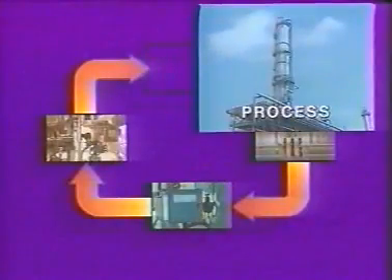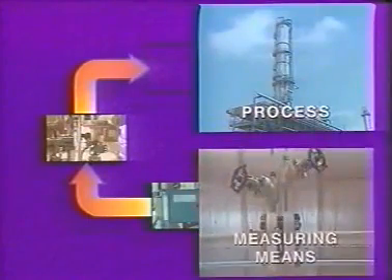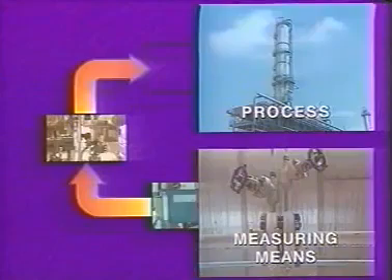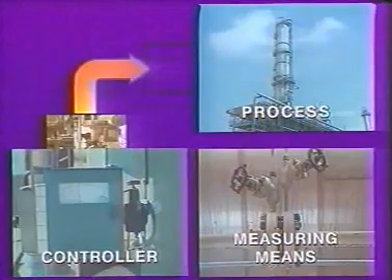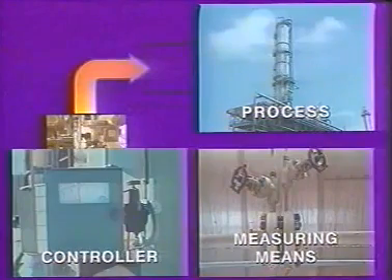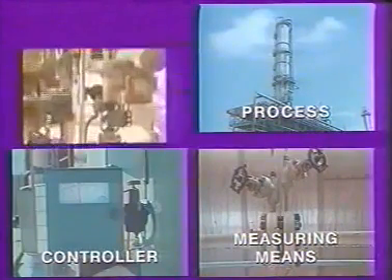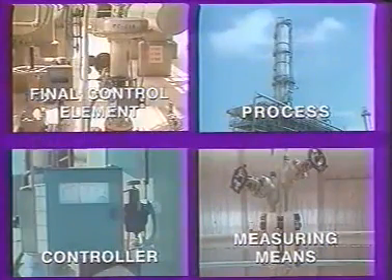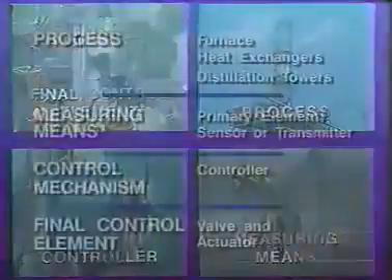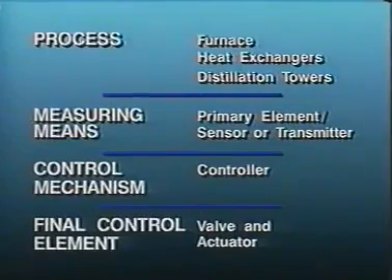Let's look again at the 4 things that are needed in any control situation. First, there is a process that needs control. There is a measuring means. This usually consists of a primary element or sensor coupled with a transmitter that transmits a measurement signal. There is a control mechanism, which usually consists of a comparing mechanism and a transmitter together in the same housing. In a process situation, this device is called a controller. And there is a final control element. In process operations, the final control element is usually a valve with an actuator.